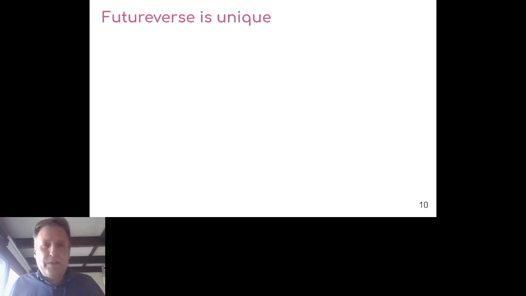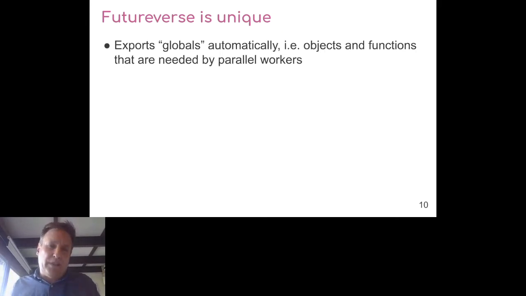Okay, so futures are unique in one way if you compare them to other parallel frameworks. First of all, it identifies globals and exports them automatically. I know foreach does that too, but it doesn't go all the way, and there's work on harmonizing that with the futures. But basically, there are things that need to be sent over to the parallel workers so they can run, like functions and things like that.